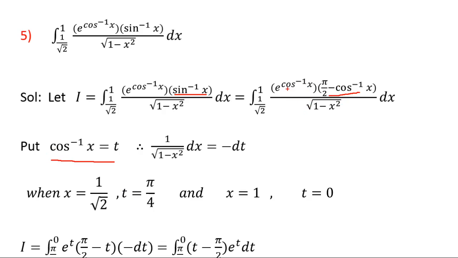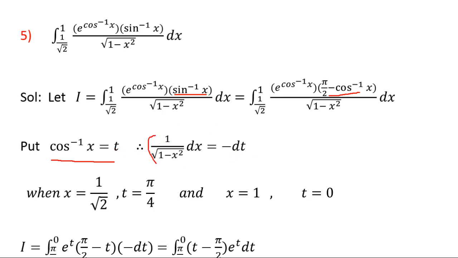What is substitution? Cos inverse x is equal to t. The derivative of cos inverse x is minus 1 upon root 1 minus x square. I am reading minus 1, but I can't find that minus sign here. That minus sign is shifted to the right side. Here the actual derivative of t is dt, but I have shifted that minus sign.